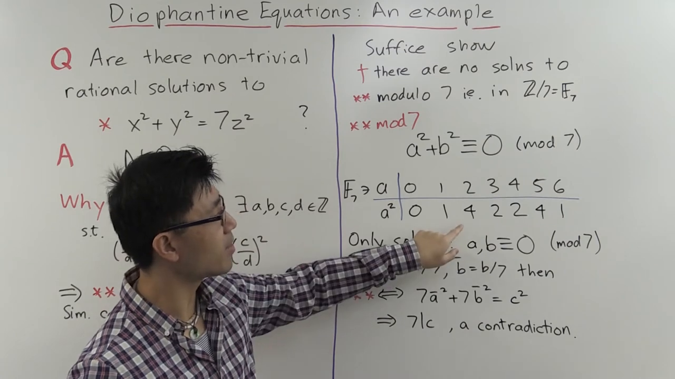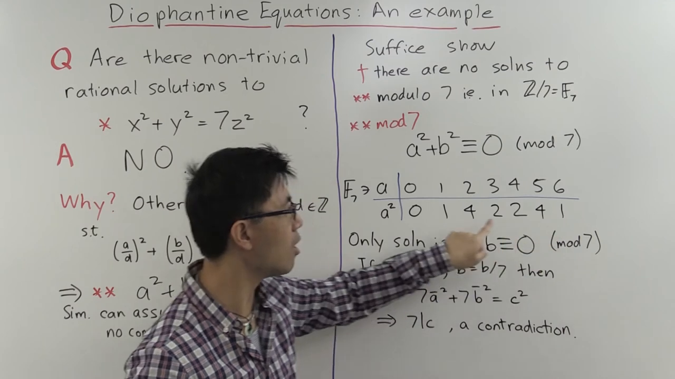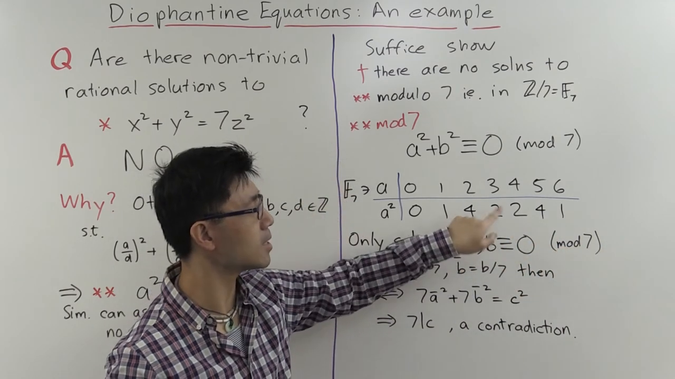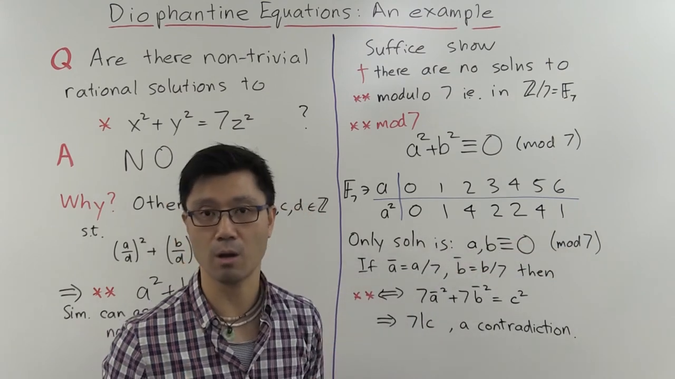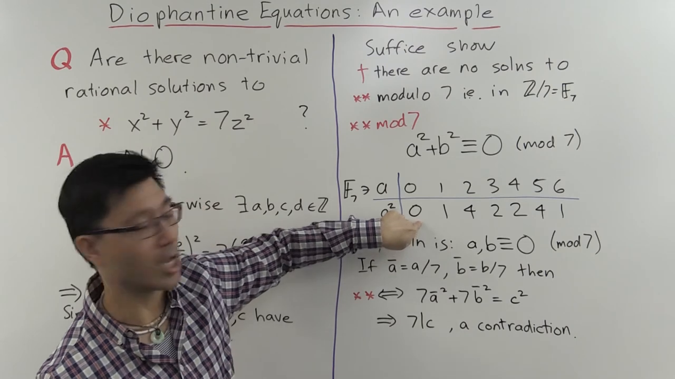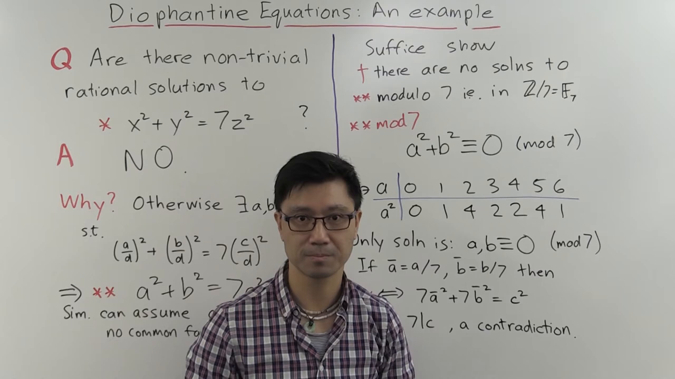And what's the next biggest after that? I guess you can add a 4 and a 2, which is too small. If you're going to be congruent to 0 modulo 7, but the sum of those two numbers is less than 7, I guess you can only have 0. So the only possibility for the squares is that they're both 0, and that can only come when both a and b are congruent to 0 modulo 7.